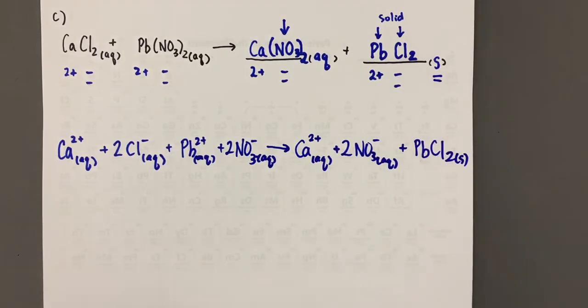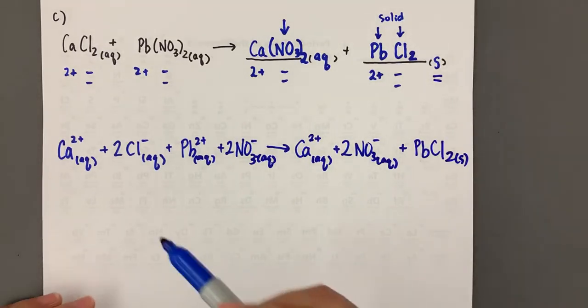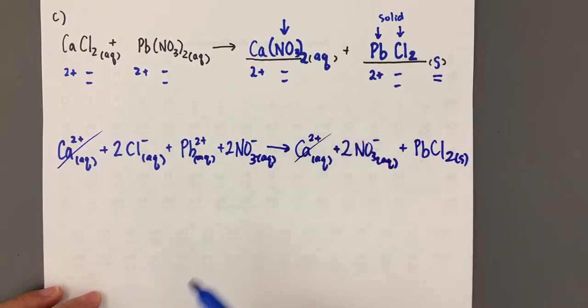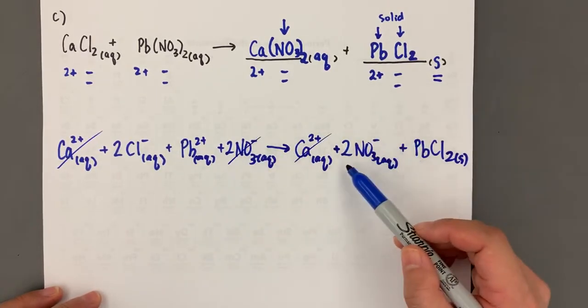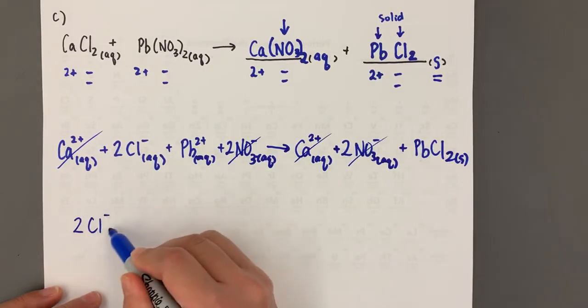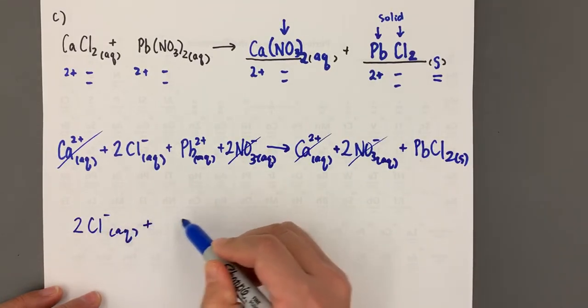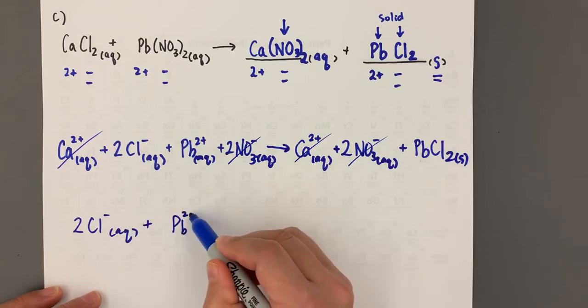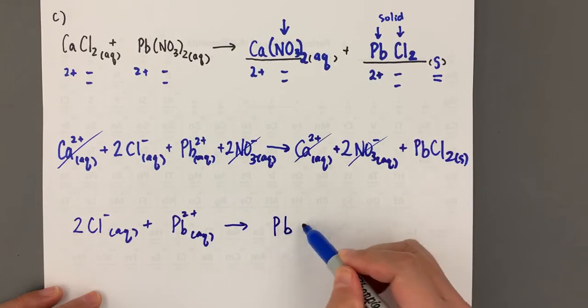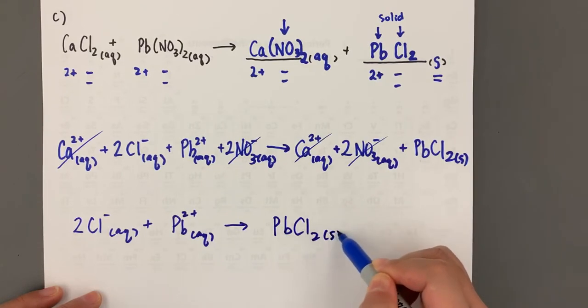Based on this, the spectator ions are going to be our calcium and our 2 nitrates. So our net ionic is going to be 2 Cl minuses plus our lead 2+, and it gives us lead chloride solid, okay?